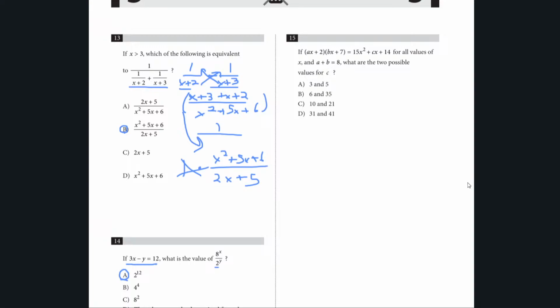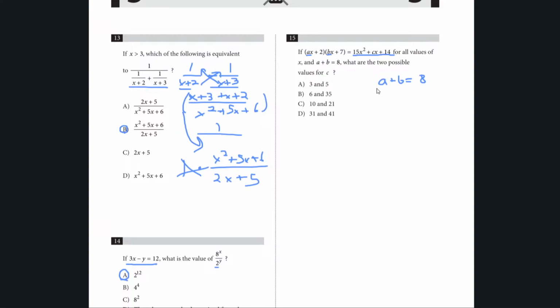If ax plus 2 times bx plus 12 is equal to 15x squared plus cx plus 14 for all values of x, and a plus b is equal to 8, what are the 2 possible values for c? Okay. So we know a plus b is equal to 8. We're given ax plus 2 times bx plus 7 is equal to this. So let me think for a second. A times b has to equal 15 because of how these factors will work. So it'll be a times b is equal to 15 to get the x squared.